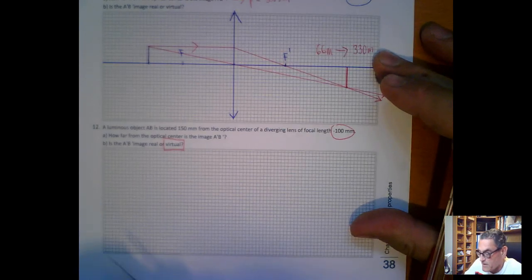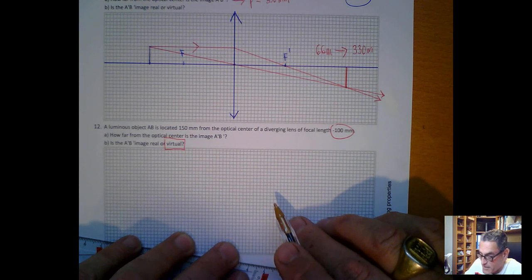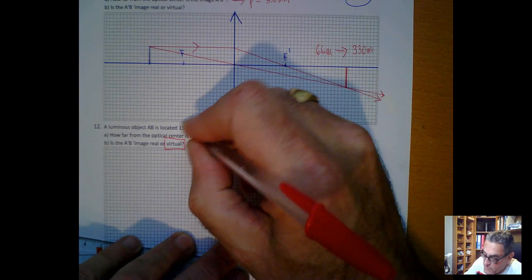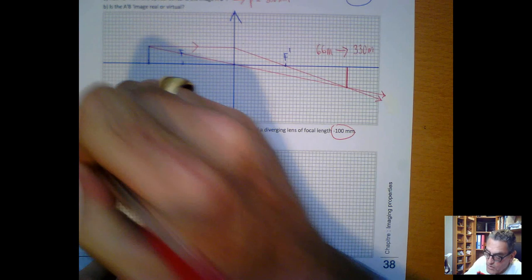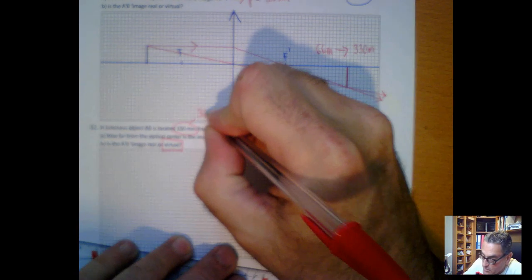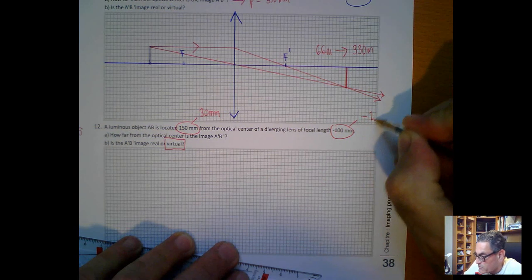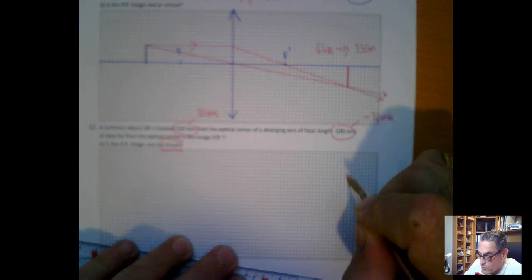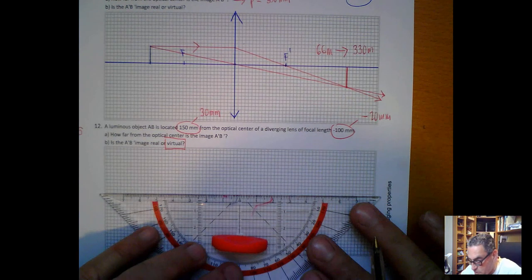Okay, so let's try with the same scale. Let's divide by, maybe by 5. Okay, let's divide by 5. So the scale is 1/5. Okay, so these 150 millimeters, they become 30 millimeters. These minus 100 millimeters, they become minus 20 millimeters. And now we draw our system.